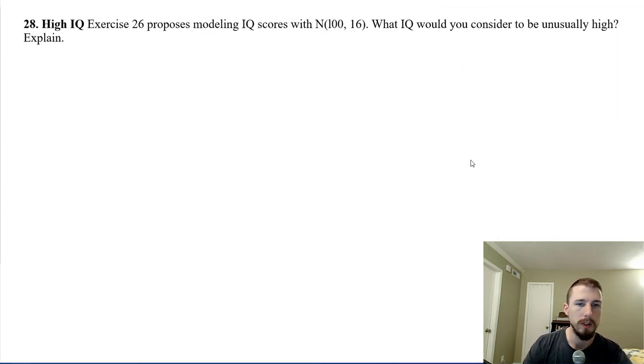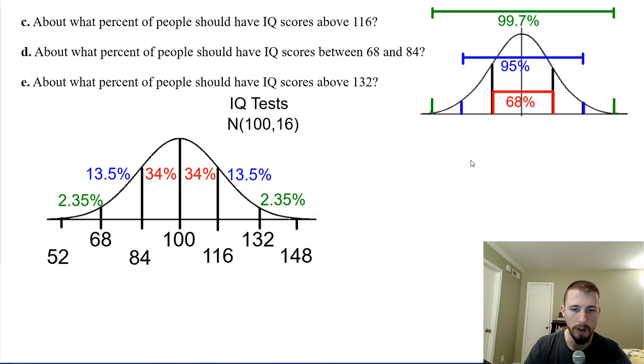Moving on, number 28. Next, 26. For the purposes of modeling IQ scores, it proposes modeling with that normal model. What IQ would you consider to be unusually high? So we would consider anything to be unusual if it's more than 2 standard deviations from the mean. So 2 standard deviations above the mean in this case would be 132. So if you had an IQ of 132 or above, we would consider that to be unusually high. It would be an unusual observation, in other words.